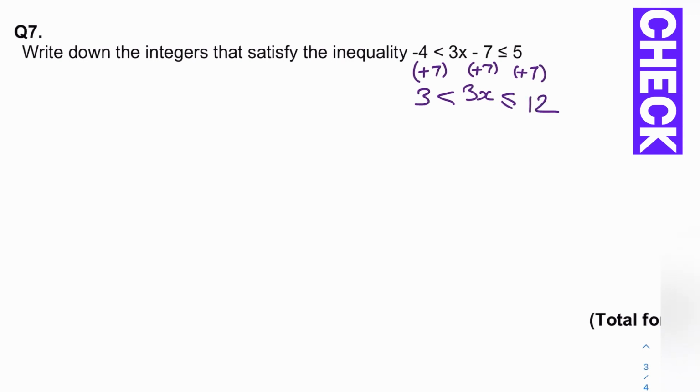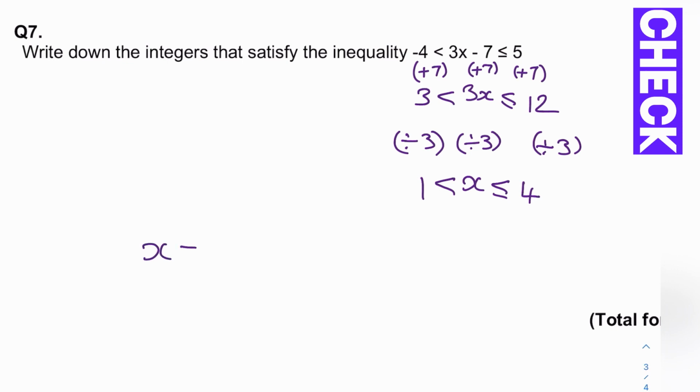And now we've got to get rid of the 3 in front of the x. And we want x by itself. That means we want to divide all three parts by 3. That leaves us with x is greater than 1, less than or equal to 4. Again, it wants the integers which satisfy the inequality, so we can write down our answers. We've got 2, 3 and 4. We can include the 4 because it's got the equals to.